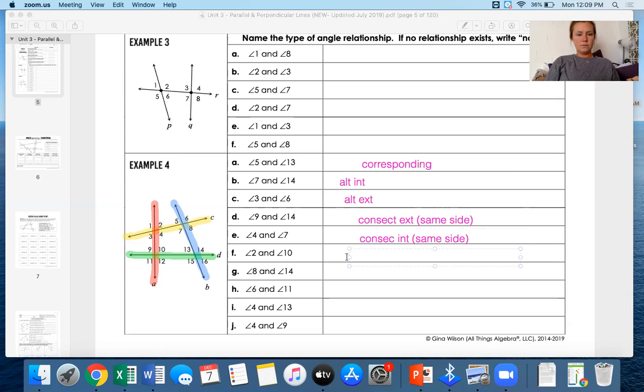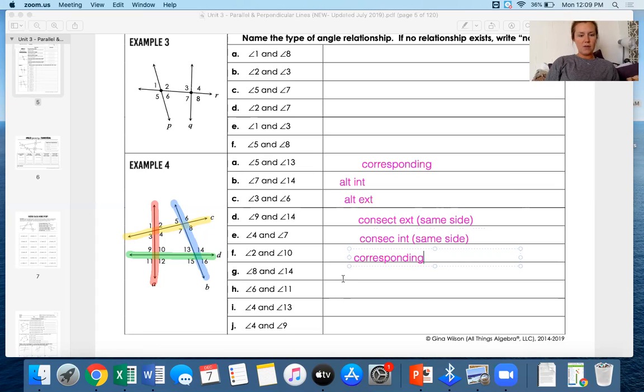Corresponding? 2 and 10 are corresponding, perfect. Somebody gave me a vocabulary word from last class. Isn't that? Sorry, not last class, last unit. All right, what about 8 and 14?